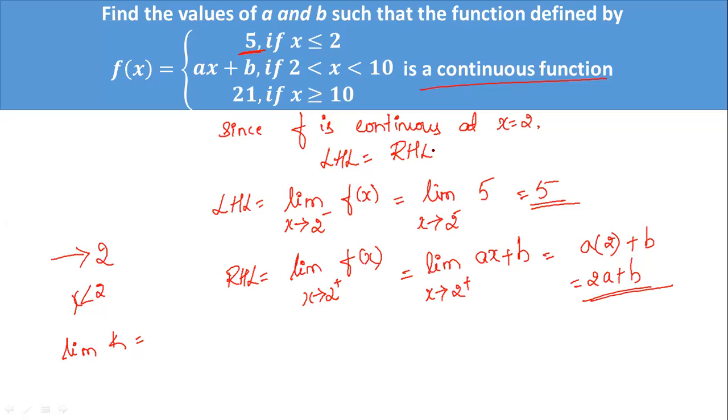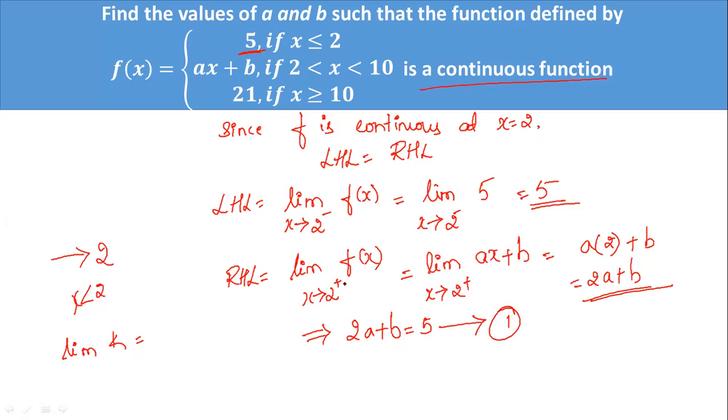So since we know that f is continuous at x is equal to 2, as a result of this, the left hand limit should be equal to the right hand limit. So that means 2a plus b should be equal to 5. Take this as equation 1.